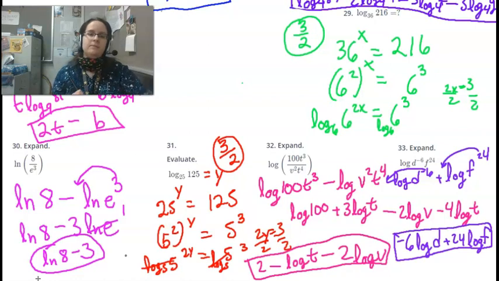I hope these examples helped you further practice your skills in condensing and expanding logarithmic expressions.